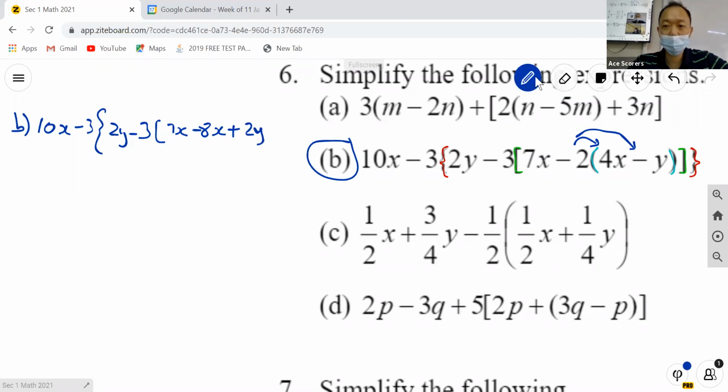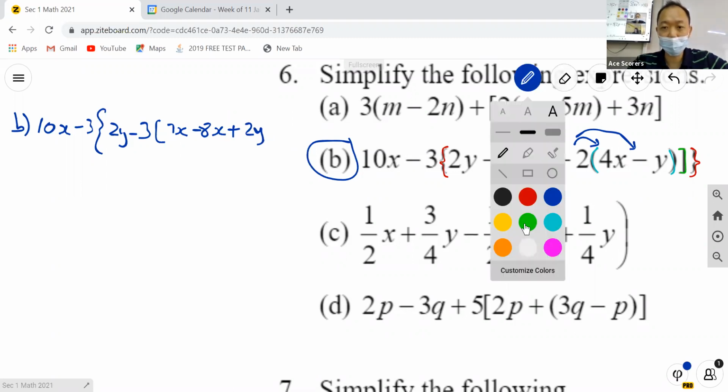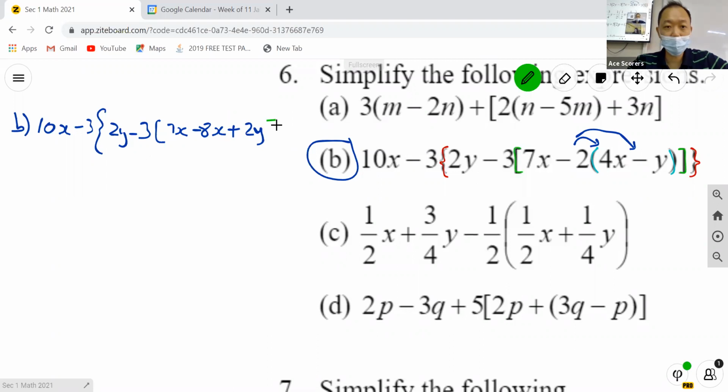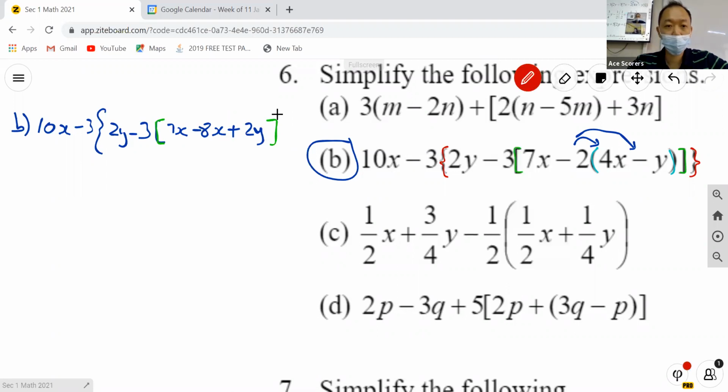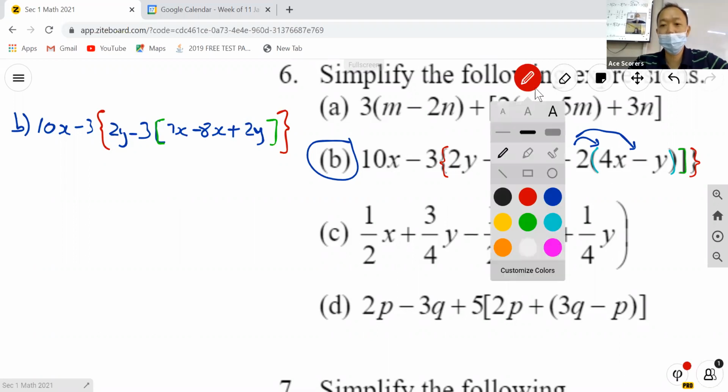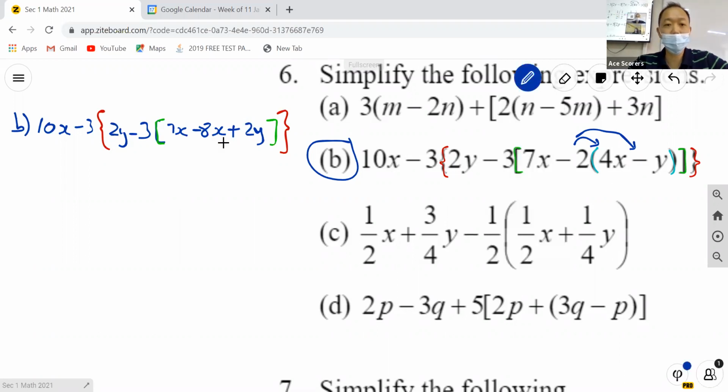I think I better use the green color. So we got a green color one, and then we got a red color one. Okay, so what have I done here? I have dissolved the first bracket. Can you see? So turquoise done. I'm done with the turquoise bracket. You see that? Solve one at a time, okay?